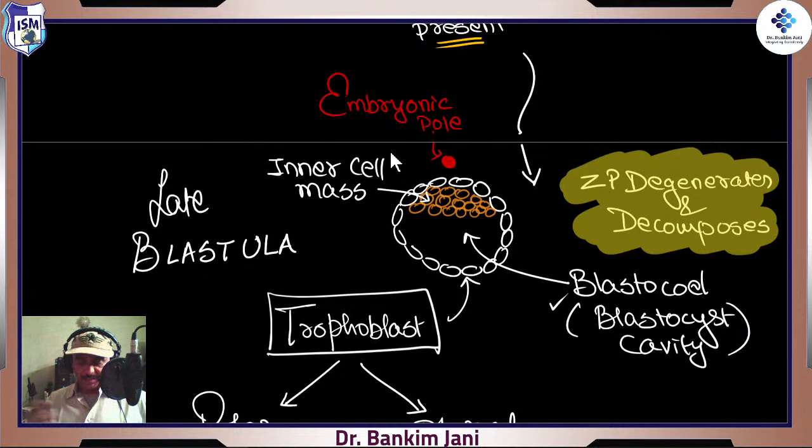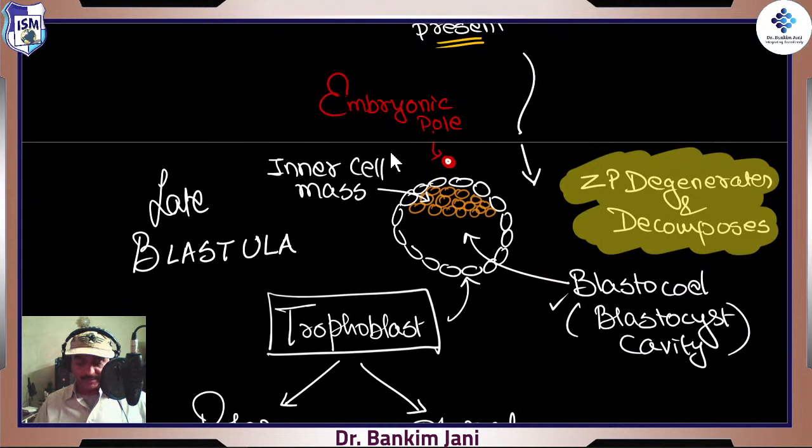The side where they are, we'll call this the embryonic pole, and it is for the first time we are getting what is sidha, what is ulta. Otherwise, it was just a ball. Nothing like upside down, everything same. But over here, now we know that this is the embryonic pole. So, we give the name.